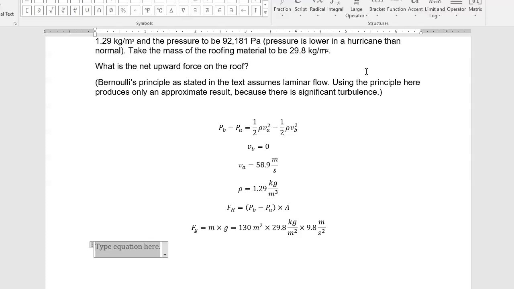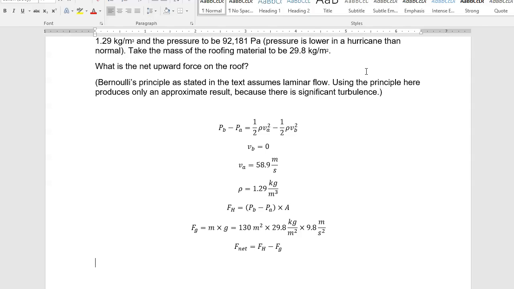And so what we're after is the net force upward, and that's going to be the force of the hurricane minus the force of gravity. And once you calculate this, you'll find out that if you don't have anything holding your roof on, it is certainly going to disappear. All right, and there you go. That's it for problem 8.